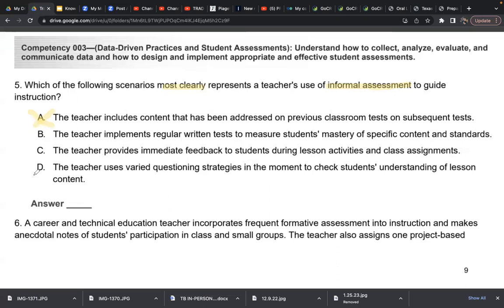Okay, which one can we get rid of for sure, though? We remember we're looking for an informal assessment, which is just a collection of data. B, a regular written test, is that formal or informal? That would be formal. It is formal, so it cannot be the right answer. We already know it's the antithesis of one of our keywords, so it can never be the right answer. That is a formal assessment, and so no. So now we're left with the two: providing immediate feedback to students during lesson activities and class assignments, or using varied questioning strategies in the moment to check students' understanding of lesson content.